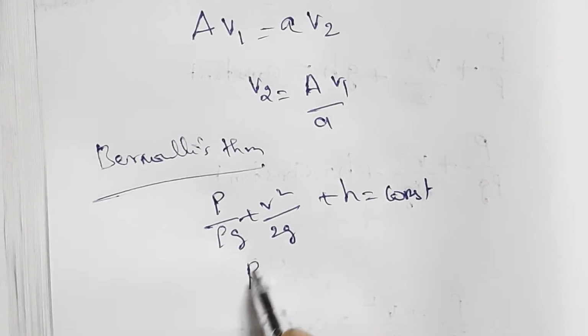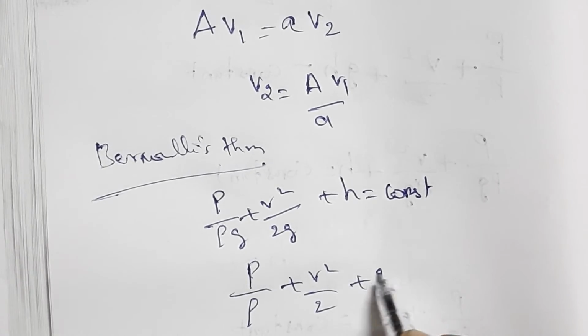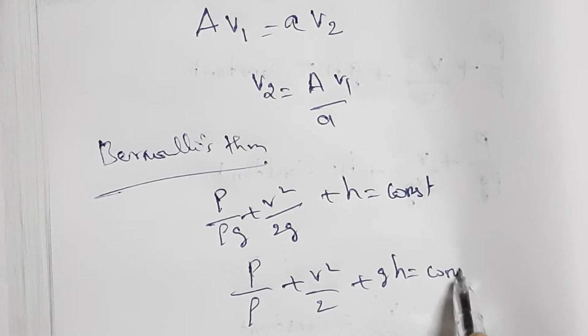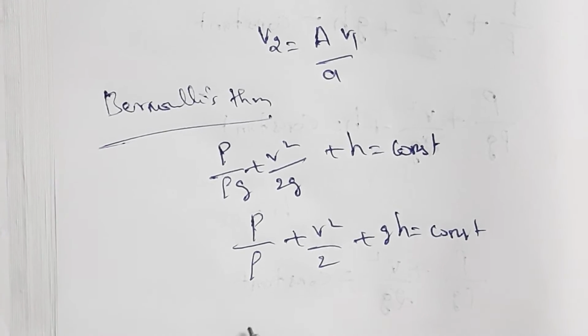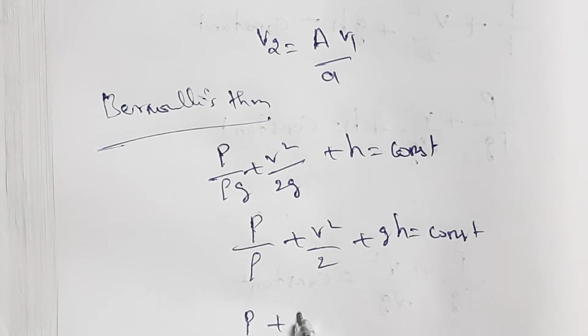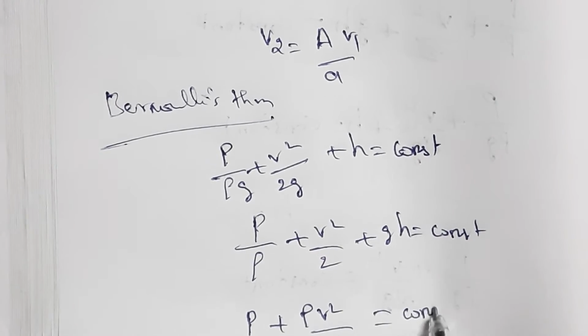Or else P by rho plus V square by 2 plus GH is equal to constant. Here the horizontal pipe, so H we can take as 0. From this we can write P plus rho into V square by 2 equal to constant. This also we can write.